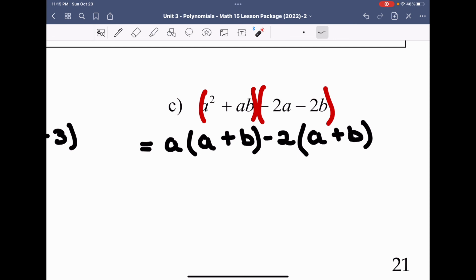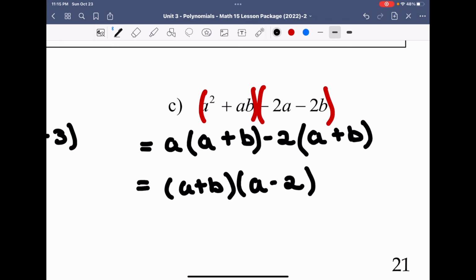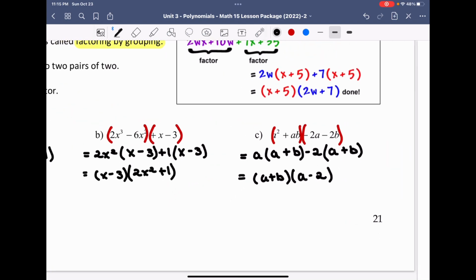Finally, I look at this and say, I have some term and some term, and they're being multiplied to the same bracketed term. I'm going to remove the A plus B out front and pair together my remaining terms together, making A minus 2. There we go. So we have factored this by grouping, or pairing the first two and the last two together, for all three examples here.